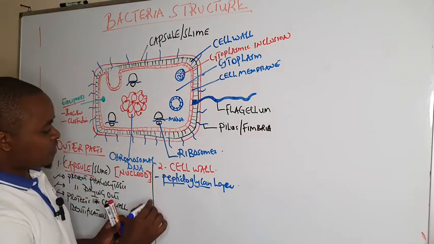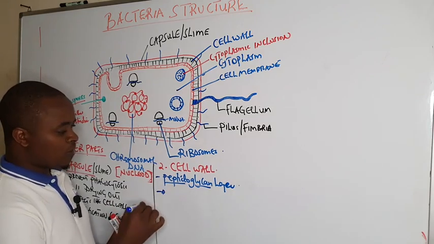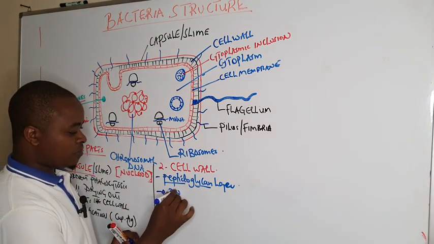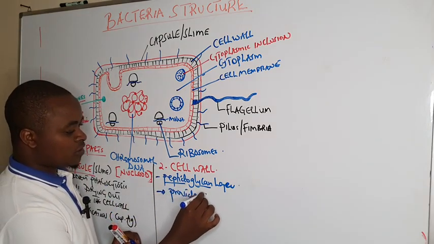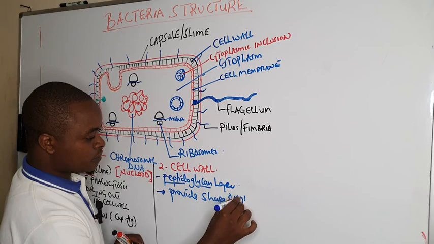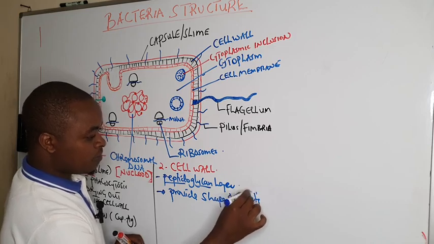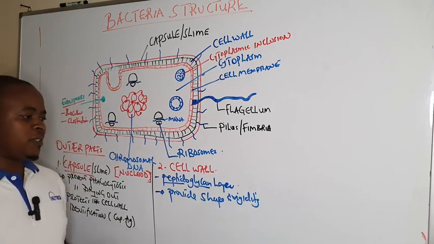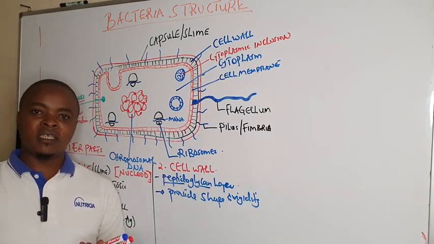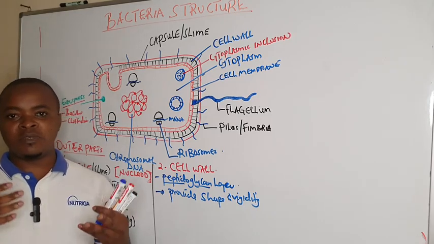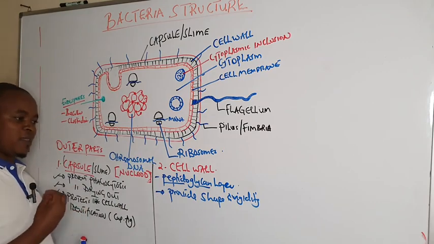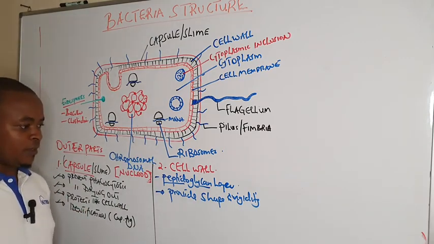And the function of the cell wall on the bacteria, one of them is to provide shape. It provides shape and rigidity to the bacteria. So it is the one that makes the bacteria either a cocci, a bacilli, comma-shaped, or spiral-shaped. That shape is provided by the cell wall of the bacteria.